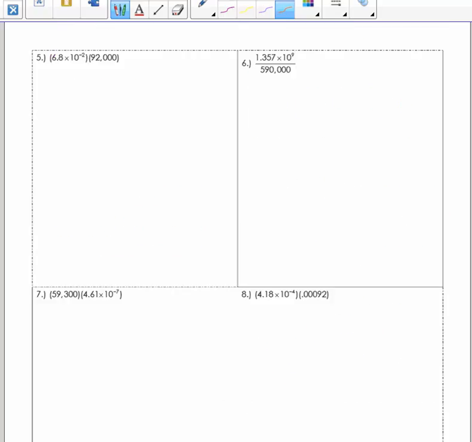Number 5, we're multiplying. Here, that's in scientific notation. The second one is not. So if I take that, my decimal point is here. I need to move it 1, 2, 3, 4 places. So that 6.8 times 10 to the negative second stays. But then the second number is now 9.2 times 10 to the fourth.